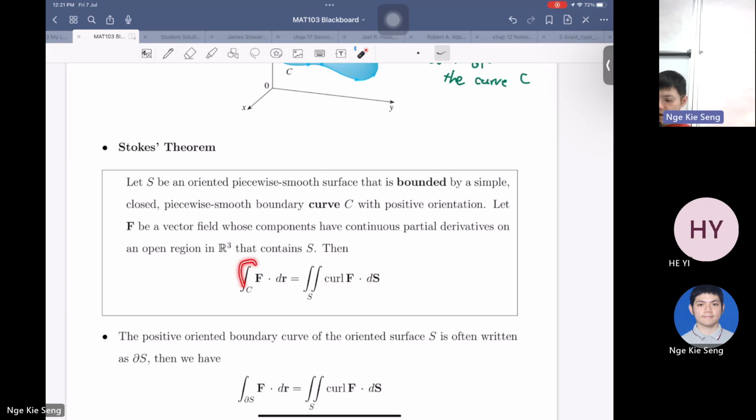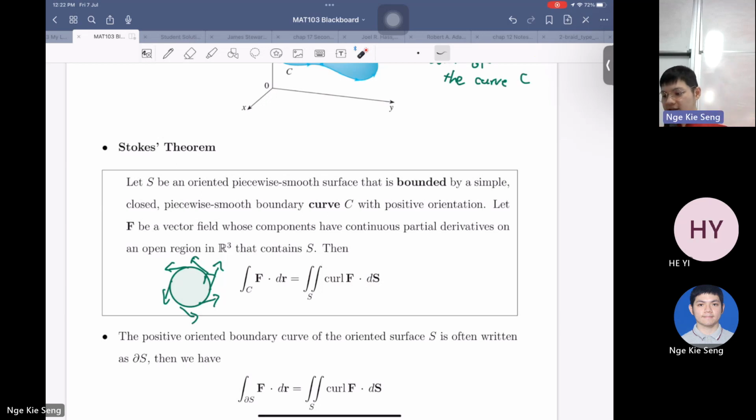So the loop integral of F, or the work done around the curve C, is equal to the surface integral of curl F. But curl F is a vector field, so how do we do the surface integral? You need to dot with a vector. What is the vector you need to dot with? It's exactly the normal vector to the tangent plane. Similar to the line integral, where you dot with the tangent vector of the curve.